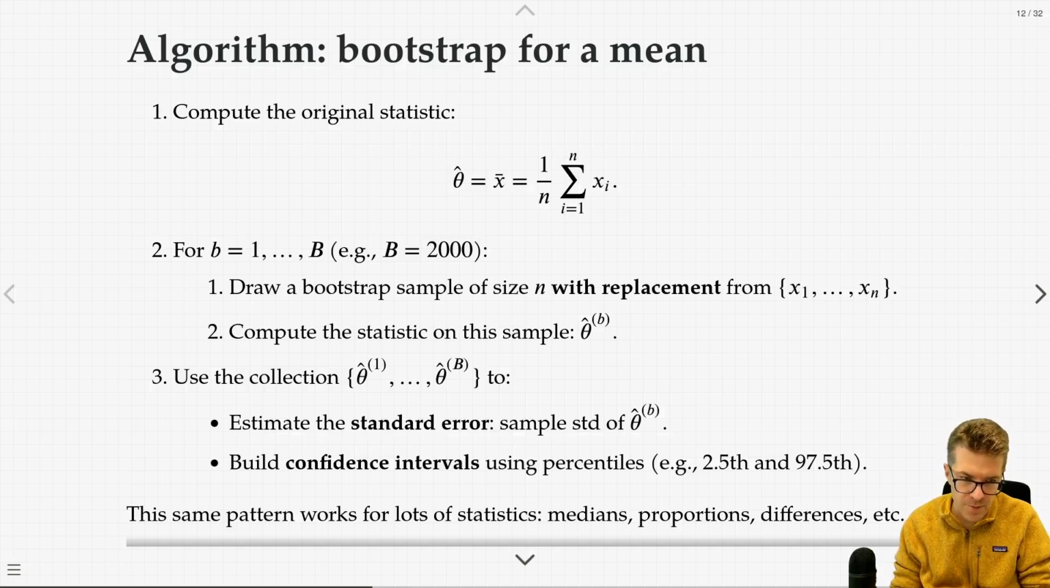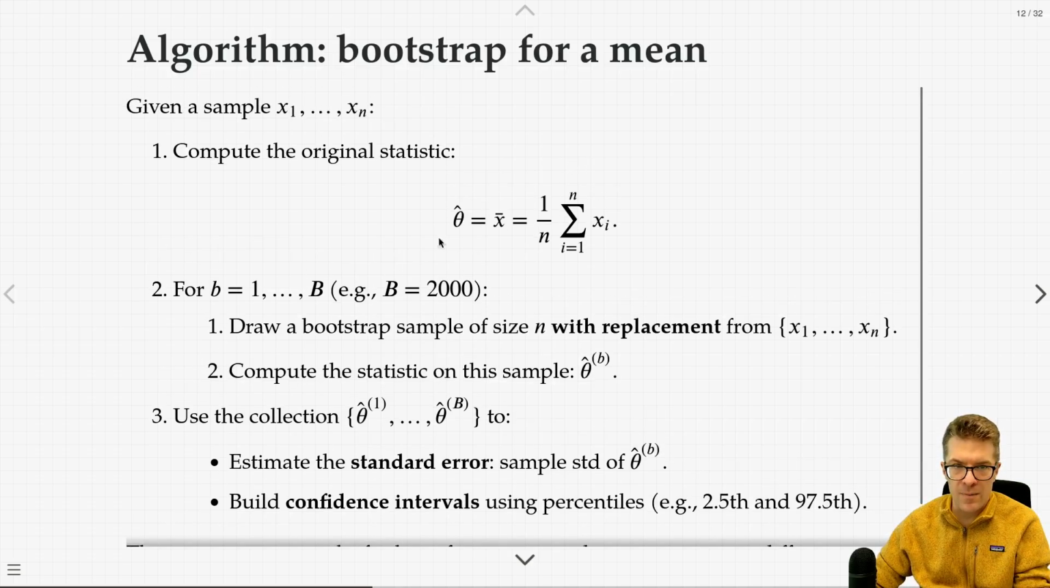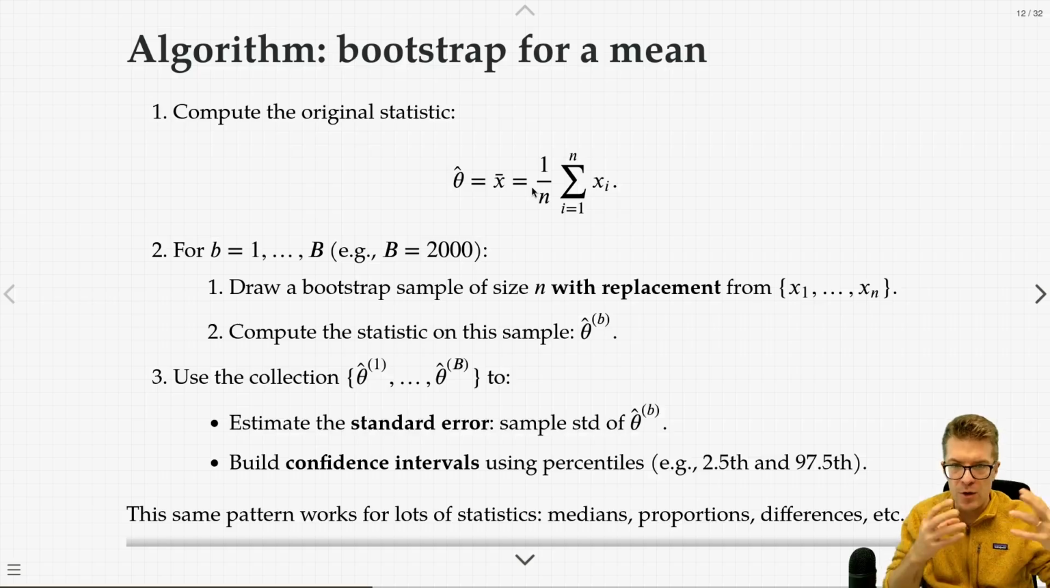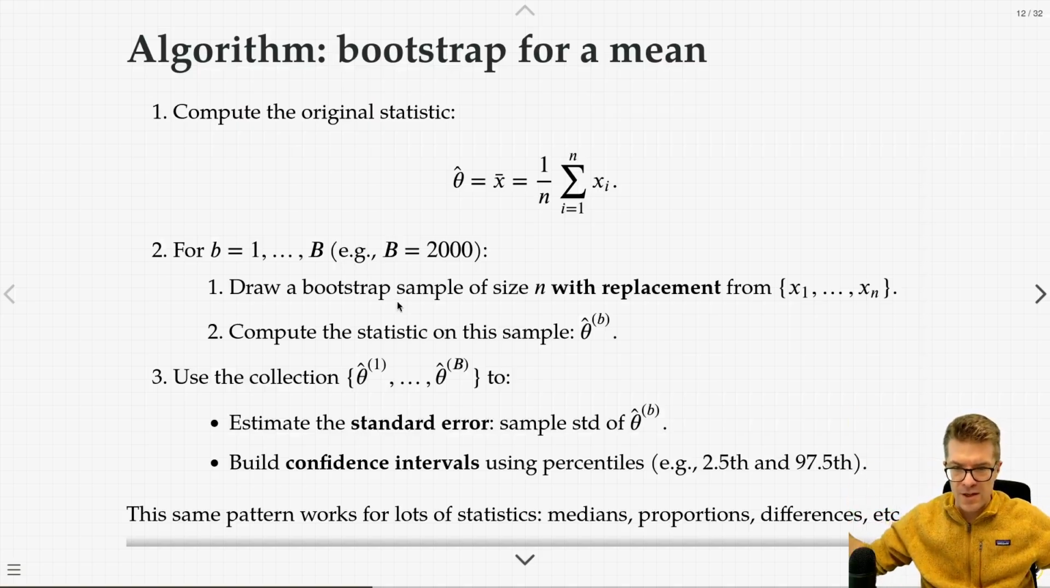So the same kind of pattern will work for various other kinds of statistics. Here, our statistic theta was the mean, but we could have taken the median from our sample distribution. We could have taken proportions if we have labels. We could have taken differences between observations. Any kind of statistic you can compute on a sample of data, you can compute for each of the subsamples we take, each of these big B times. And then over those big B collections of statistics, you can compute standard error, confidence intervals, and so on.